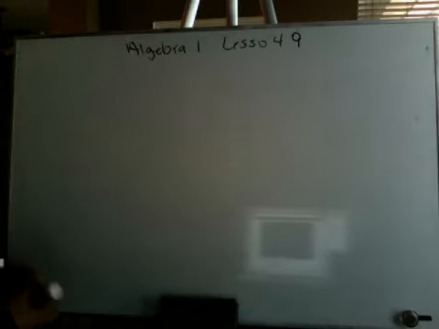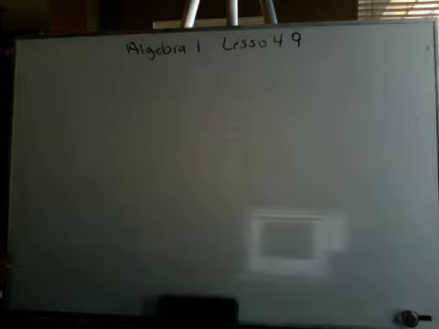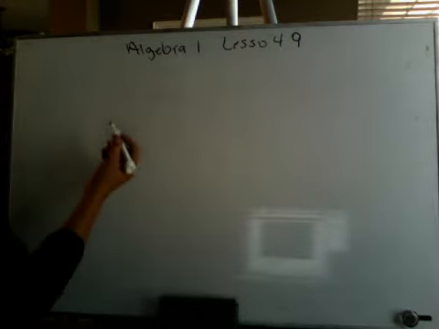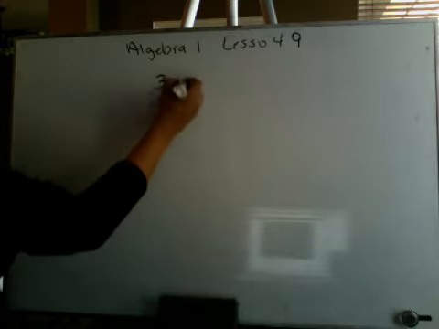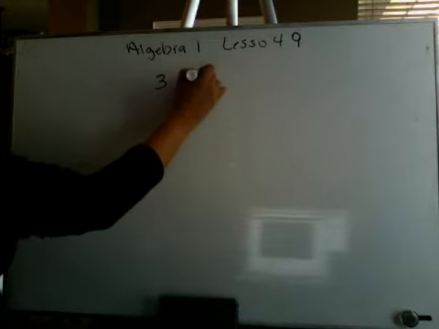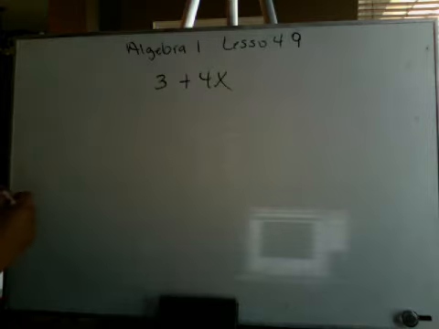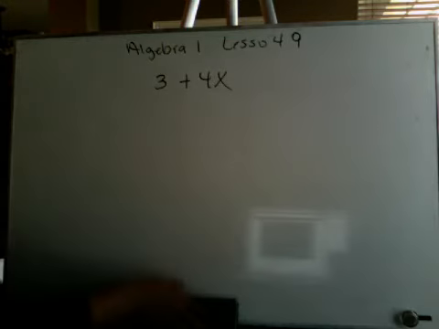Afternoon. This is lesson 49, Algebra 1. In this lesson, we're going to talk about multiplying polynomials. In our last lesson, we learned a polynomial is simply an algebraic expression with one term or more. We learned what makes a polynomial. This one has two terms, so it's a binomial because it's got two. Type of polynomial. So now we're going to learn how to multiply.